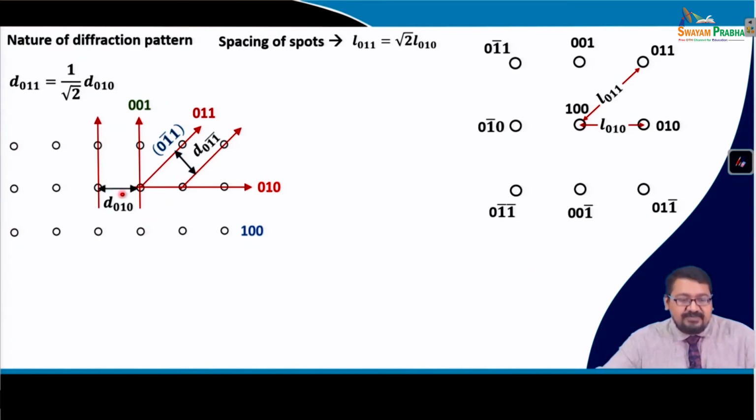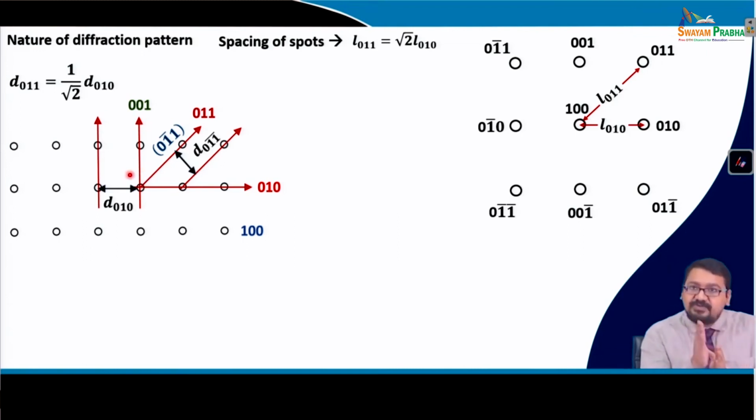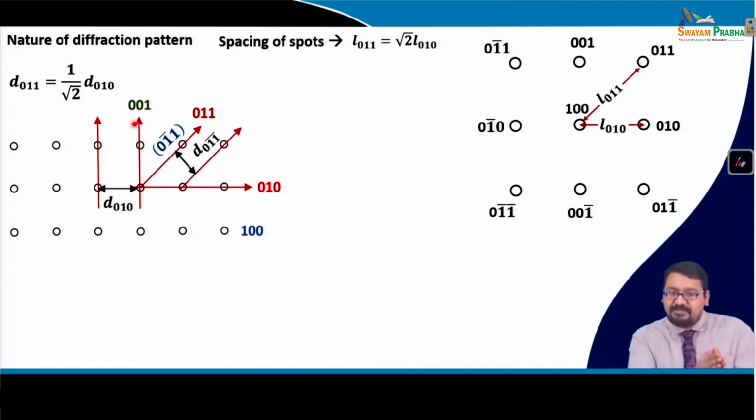So, if these planes are 0 1 0 planes, the direction perpendicular to this plane is 0 1 0, right. So, the distance between these planes, that is d 0 1 0, is given, and this is this much. We look in the same plane, this plane 0 1 0, the direction along the vertical is 0 0 1, right.